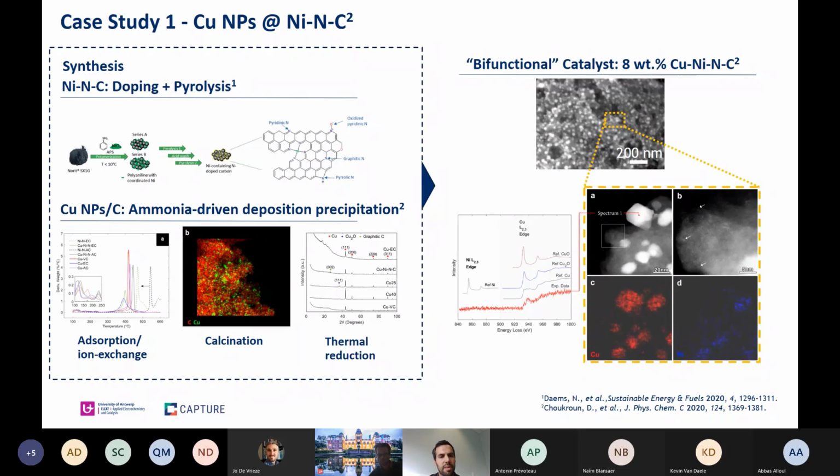So here's an example of such a bifunctional catalyst we synthesized. We synthesized copper nanoparticles via an ammonia-driven deposition precipitation method. And we deposit those particles on a nickel-nitrogen doped carbon. It is doped with these atoms to make it more selective towards CO, because normal carbon black or active carbon is inert to the reaction and forms largely hydrogen gas, which is the byproduct of the reaction. And by doing this synthesis, we can obtain 8 to 8% of copper on the doped support. And the proof for the presence of nickel, nitrogen, and copper on the surface, you can see here in the TEM images that I depict in this slide.